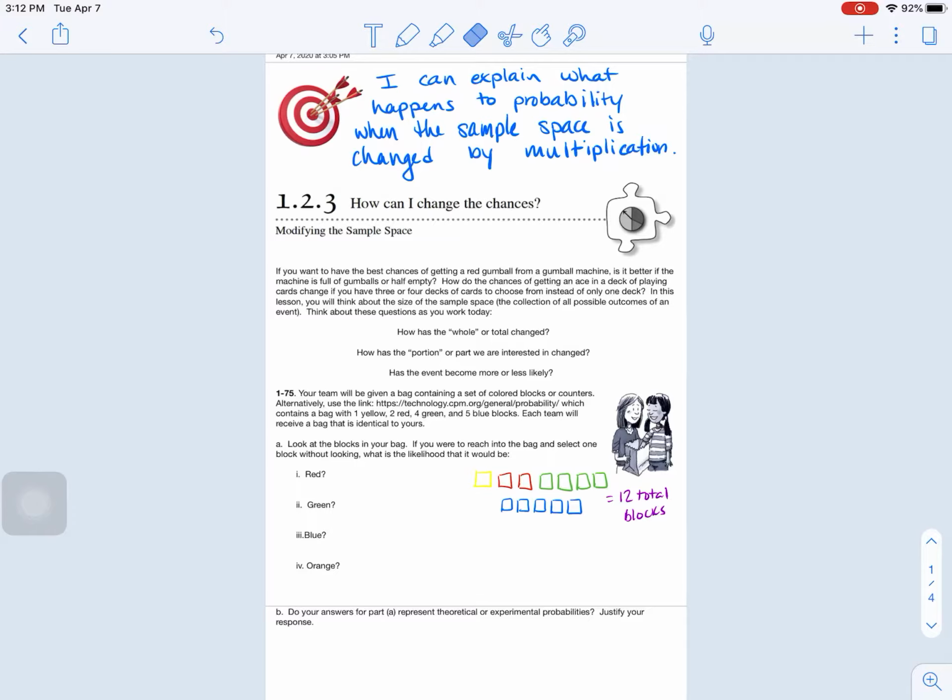I'm going to try my hand at my own Edpuzzle today, so we'll see how this goes. You learned yesterday about the basics of probability, and we're going to dive into a little bit more of that today. Our goal today is that you can explain what happens to probability when the sample space is changed by multiplication, okay? That'll mean a little bit more to us as we get through this lesson.